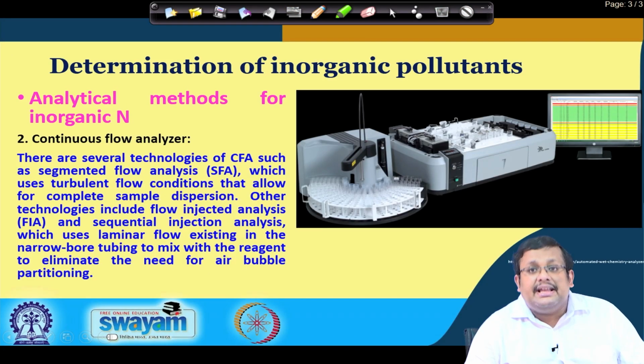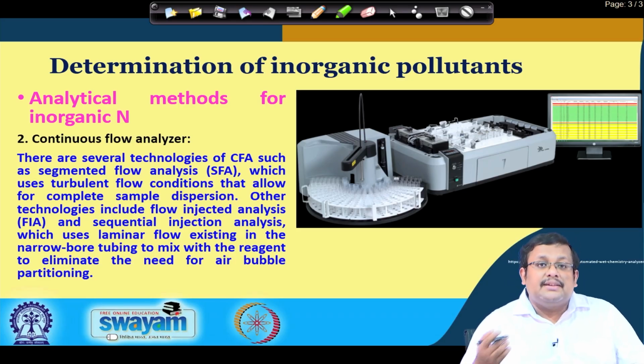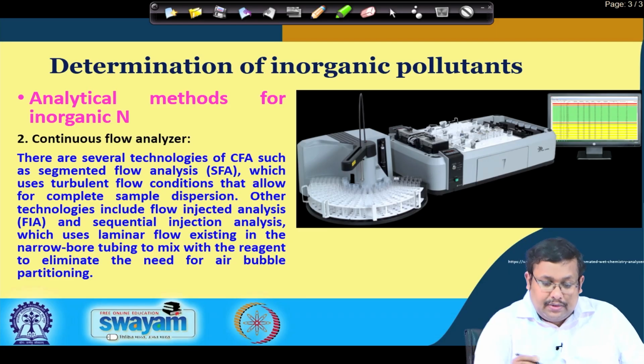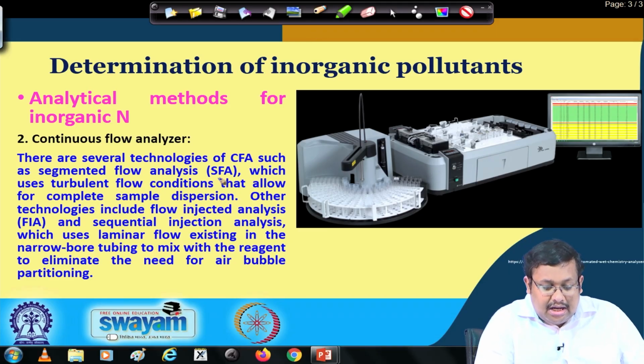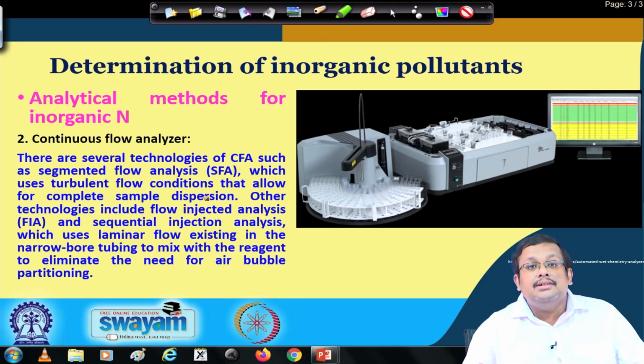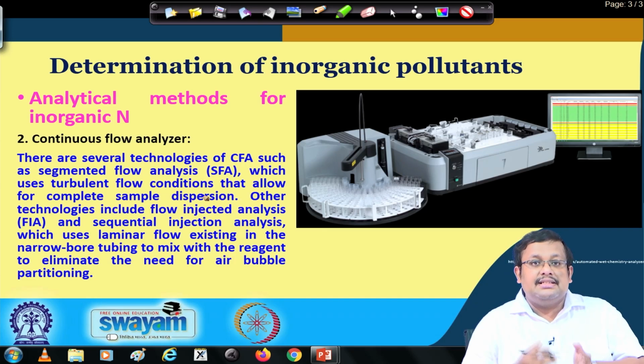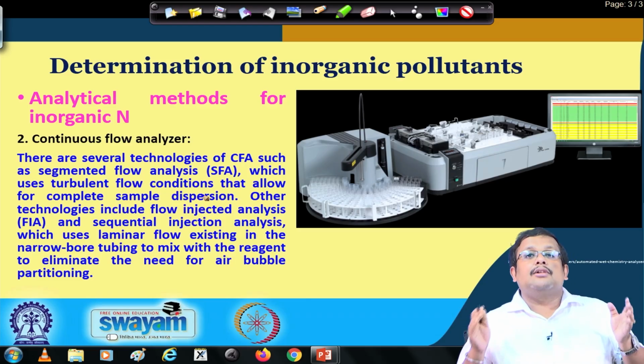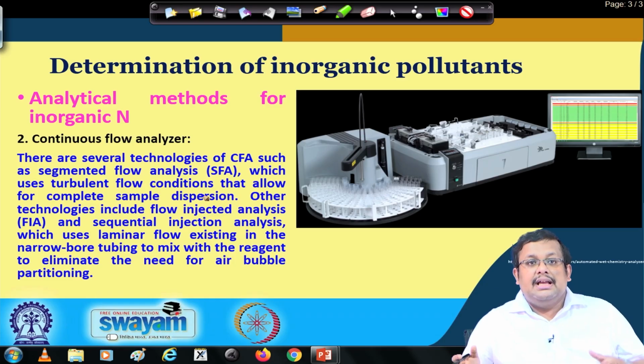Now, there are several techniques of continuous flow analyzer such as segmented flow analysis. In short, we call it SFA, which basically uses turbulent flow conditions that allow for complete sample dispersion. So, this SFA or segmented flow analysis basically deals with the turbulent flow condition that allows for complete sample dispersion. And the other technique for this continuous flow analysis is known as flow injection analysis. In short form, we call it FIA.